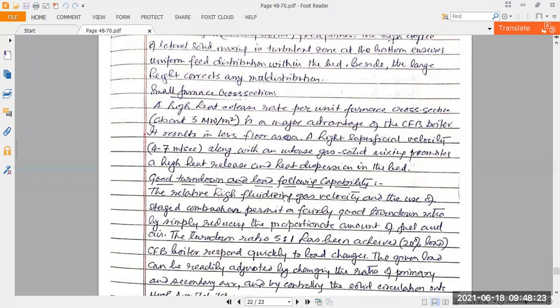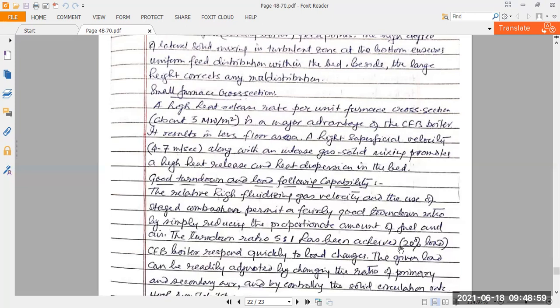What we have here in the CFB boilers is a highly fluidized gas velocity, and the use of staged conversion permits a fairly good turn-down ratio simply by reducing the proportionate amount of fuel and air itself. A turn-down ratio of 5:1 has been achieved at 20% load.